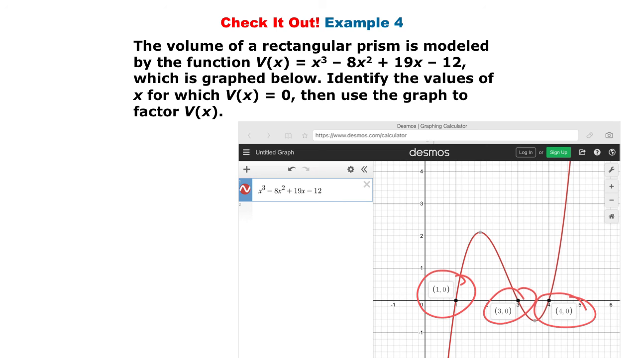So this means that one factor has to be x minus 1, because if x is 1, that would make that factor 0. Then the next factor could be x minus 3, because if x is 3, that factor would be 0. And then the last one would be x minus 4. So there you go. That is that polynomial factored out. So if we multiplied this out, we would get back to that polynomial we started with.